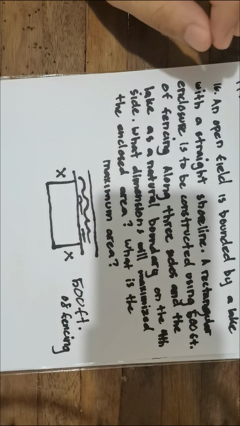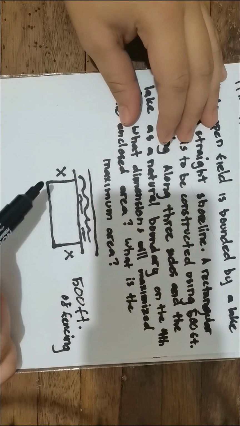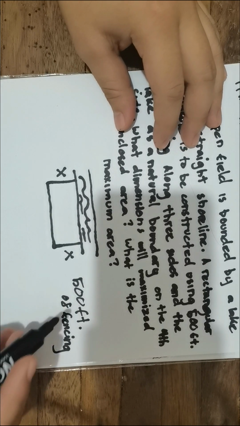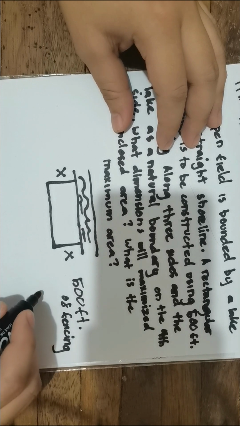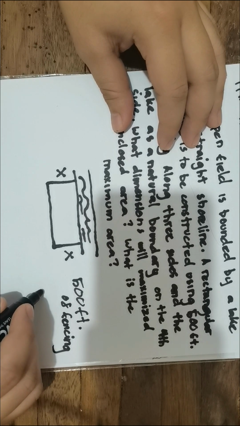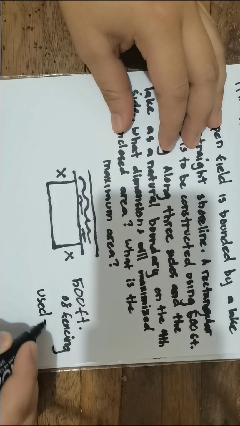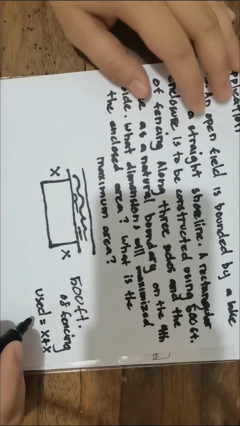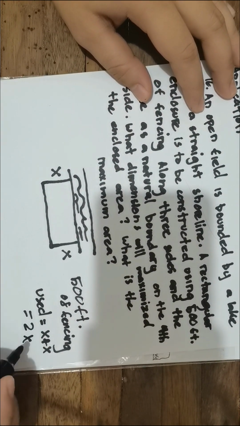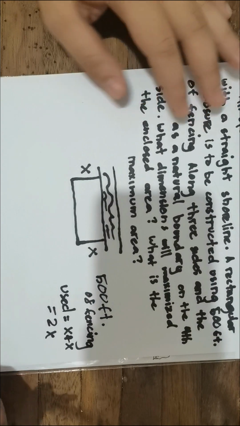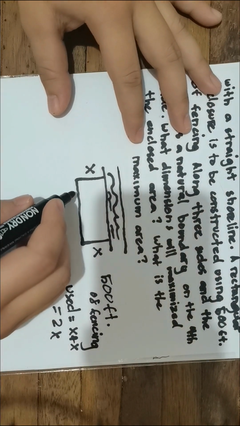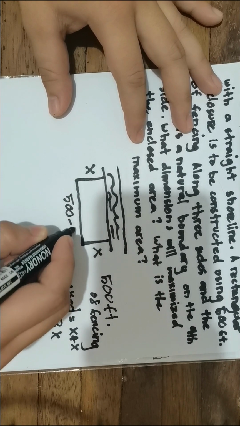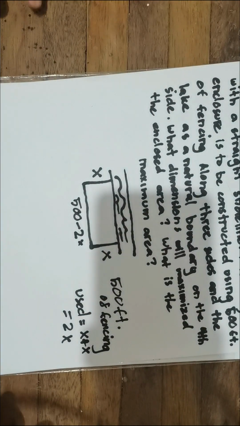Now, we use two x variables, so we're going to subtract it from the 500 feet of fencing. So we're going to put 2x. The two variables x plus x equals 2x. Okay, now let's put it here: 500 minus 2x.